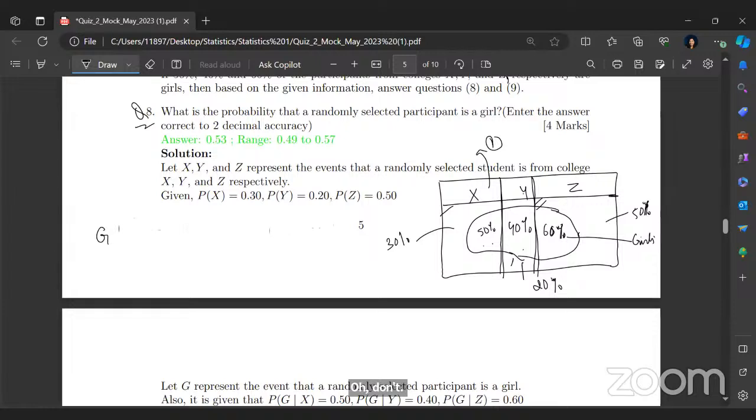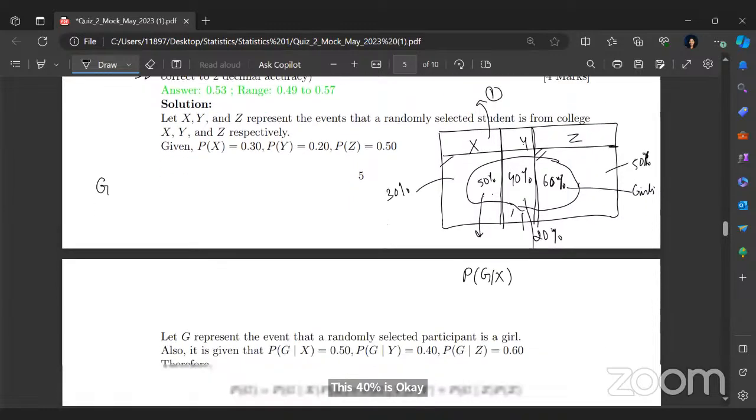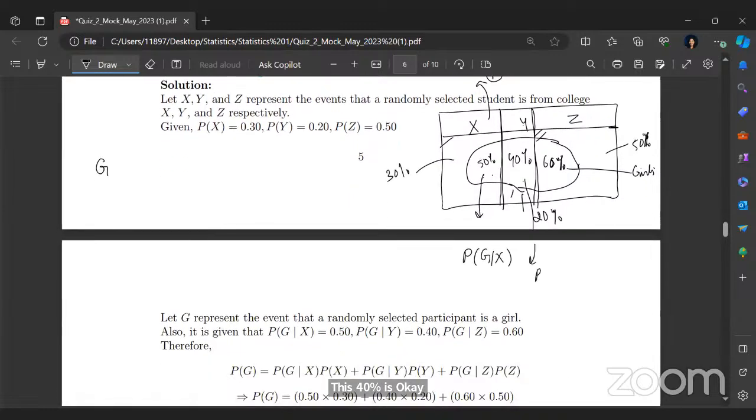Hello, ma'am, you are audible. I understand all the information, right? So this 50% is the probability of a girl coming from X. This 40% is the probability of a girl coming from Y. 60% is the probability of a girl coming from Z. Okay, I'll just write it like this.